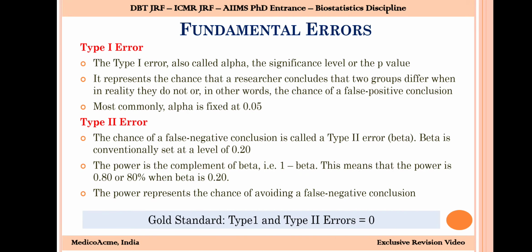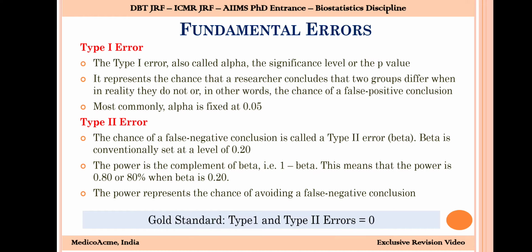So let's go ahead with the fundamental errors. Basically what happens is that when you are having data, you also have instrumentation errors or hands-on errors, handling errors basically. These kinds of errors become very important in analyzing data. This is basically the hindrance. There are two kinds of errors. The first one is the type 1 error.